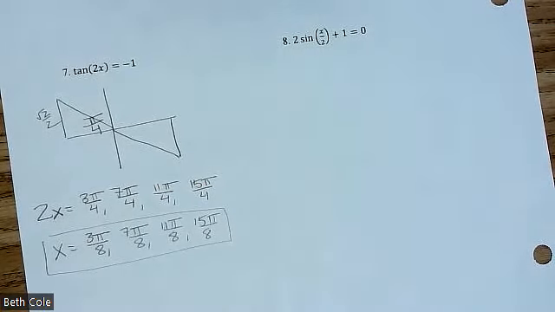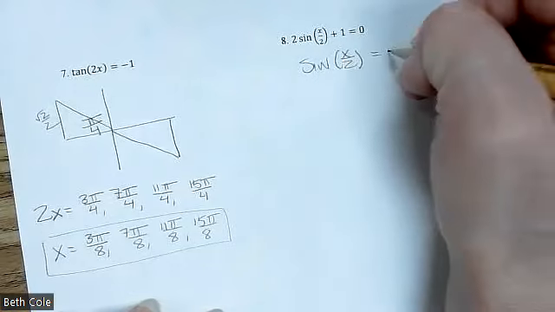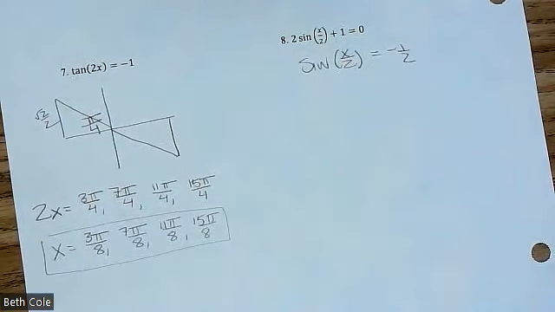And don't stop listening to me after I finish this last one because I have one last thing to say. I'm not ready to just go ahead and draw the picture for this one. The sine is not by itself. So what would you need to do first? Good. Can I do both those steps at the same time? Add 1, divide by 2. Okay, so it's going to be sine x over 2 equals -1/2.